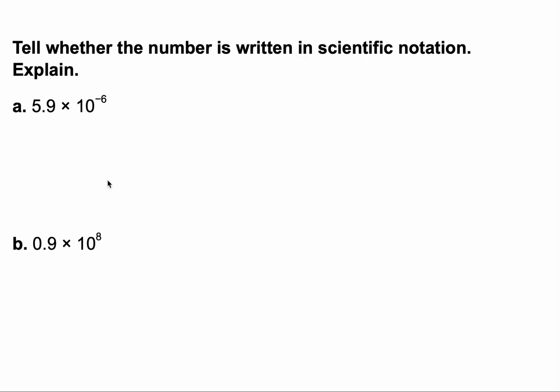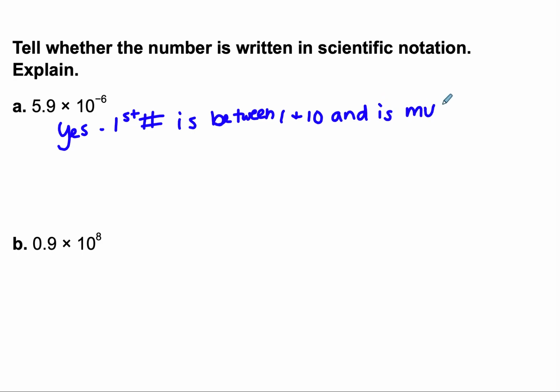All right, so for each one, the first type of problem, we are just saying yes or no if the number is written in scientific notation. So for the first one here, we have 5 9/10 times 10 to the negative 6. Yes. And that's because your first number is between 1 and 10, can be equal to 1. But I'm going to write between 1 and 10 and is multiplied by a power of 10.